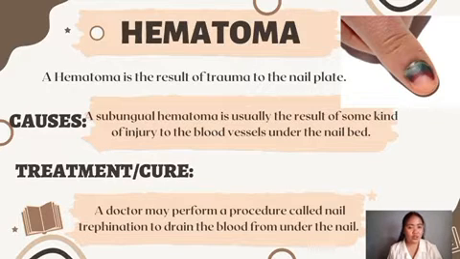So a treatment or cure for a hematoma: a doctor may perform a procedure called nail trephination to drain the blood from under the nail. This can help to relieve the pain and pressure. The doctor will make a small hole in the nail with a laser or needle. Afterward, the area may be wrapped with a bandage and may continue to drain for up to 3 days. A minor subungual hematoma does not cause serious health problems. Home remedies can help to manage the pain while the injury heals.